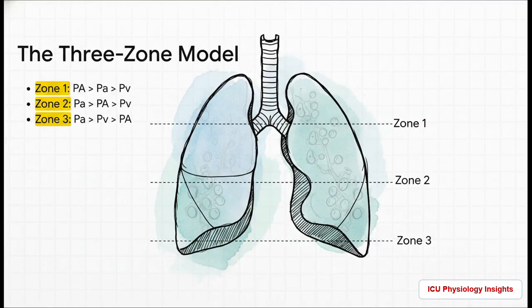We can explain this really unequal distribution with a brilliant physiological model. It's all based on the interplay of three key pressures: the arterial pressure, Pa, the venous pressure, Pv, and crucially, the alveolar pressure, big PA. The relationship between these three pressures defines three totally distinct zones of the lung.